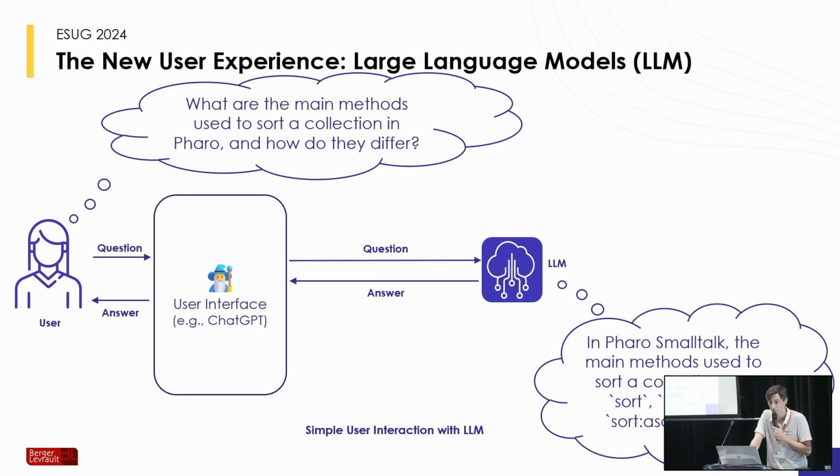Now, for example, the example that I'm using: what are the main methods used to sort a collection in Pharo, and how do they differ? And the LLM will say, oh, in Pharo Smalltalk, the main methods used to sort a collection are sort with a parameter and a particular custom block, and a sort ascending method.